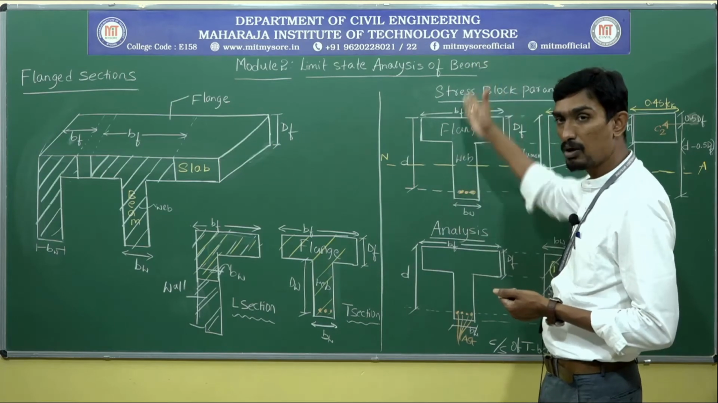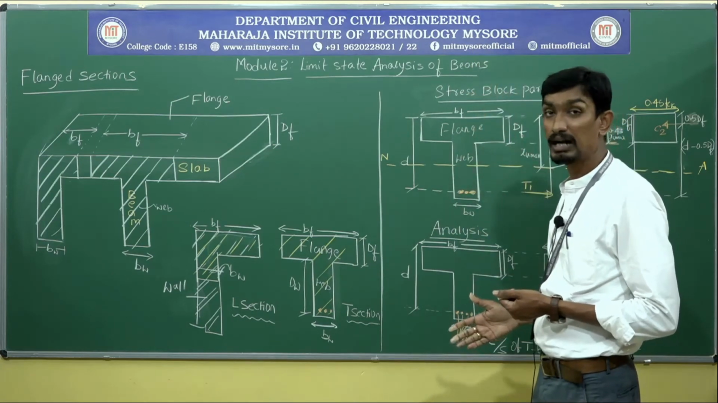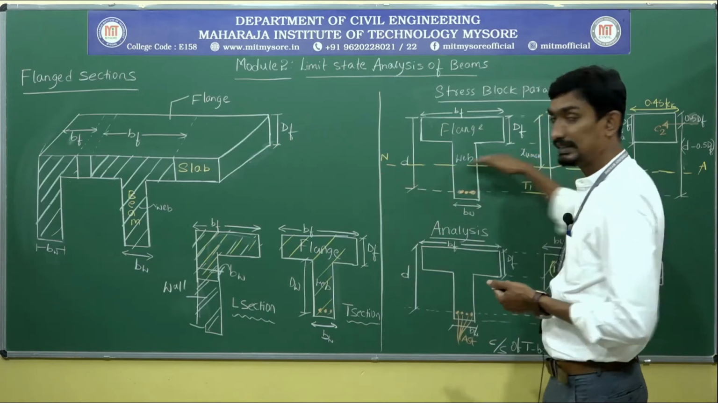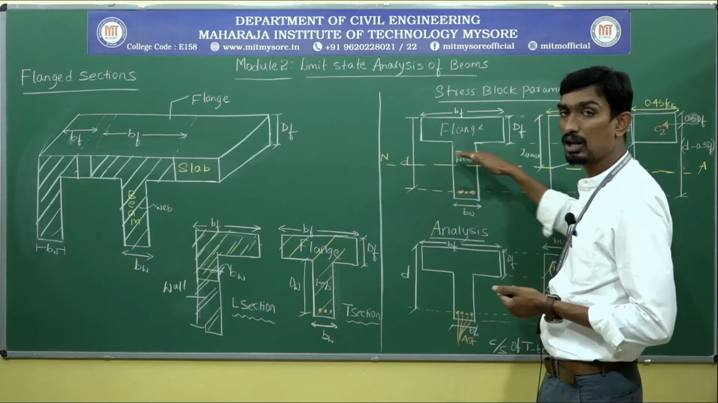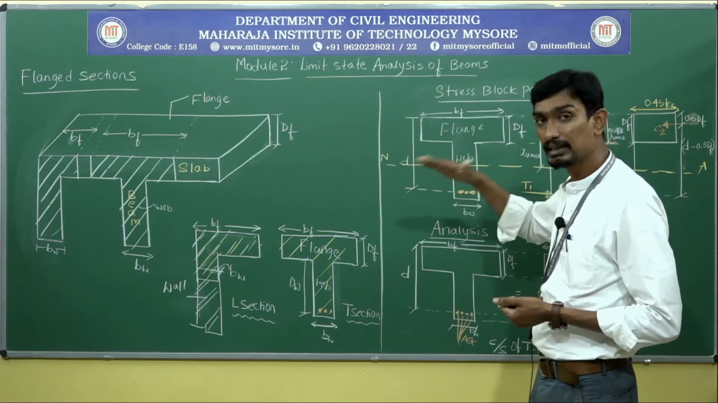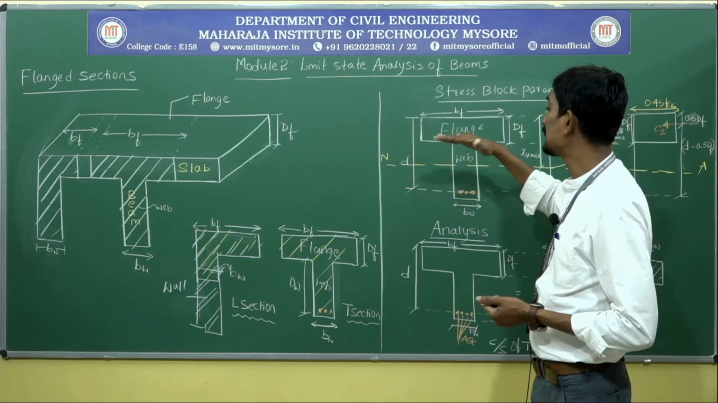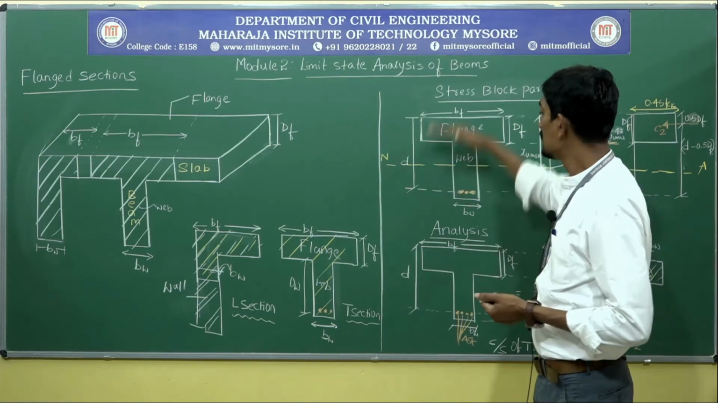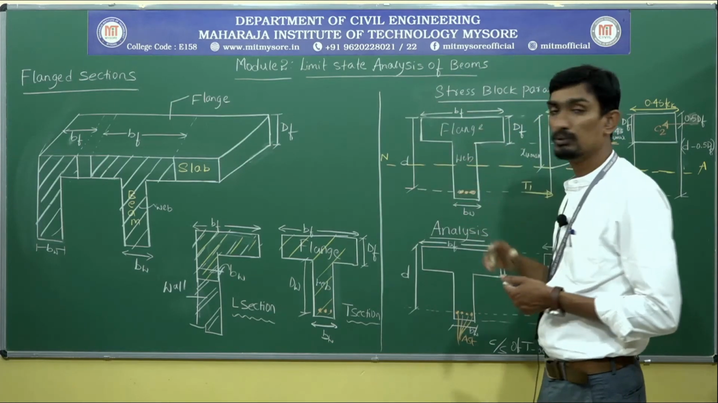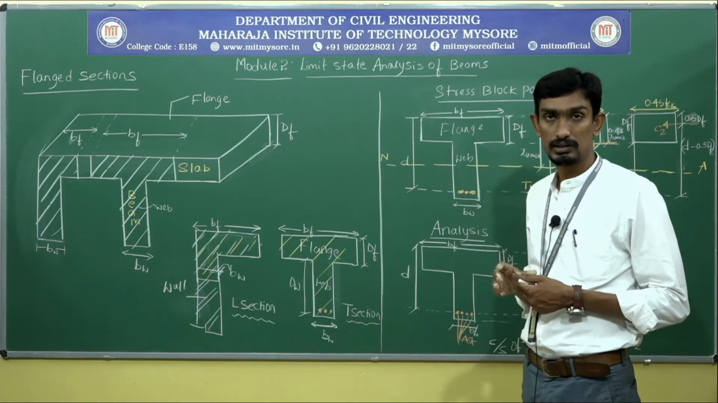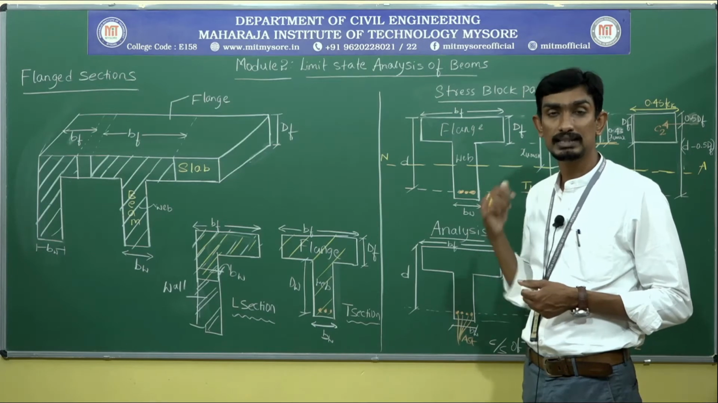It is symmetrical about the YY axis, but it is not symmetrical along the XX axis. Hence, the neutral axis will not lie exactly at the center. It will lie somewhere in the portion. So that is very important. We need to find that out. That is very important in this analysis.